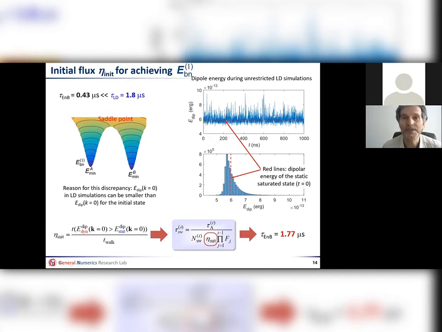This is the energy for the initial state, and this is your Langevin dynamics fluctuation. So you have to introduce an additional factor, the time which the system spends for the dynamical energy larger than the statical energy. And after doing this correction, you arrive at a very comfortable time of 1.77 compared to the 1.8. So the method works at least for small energies.